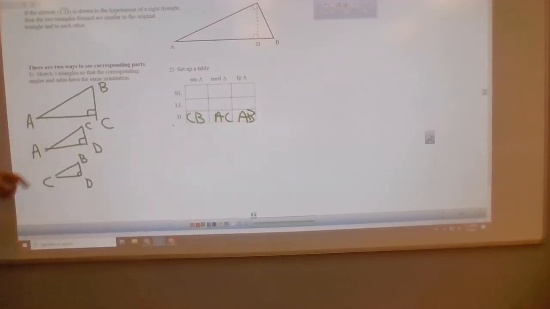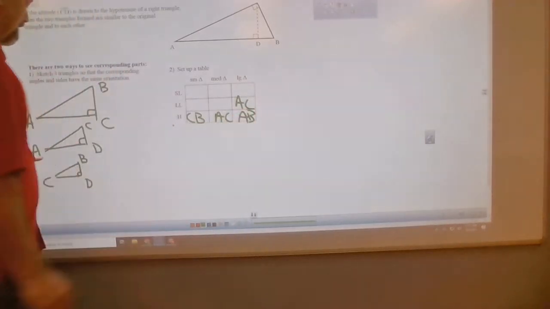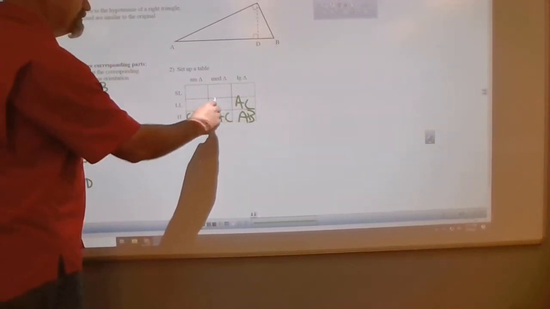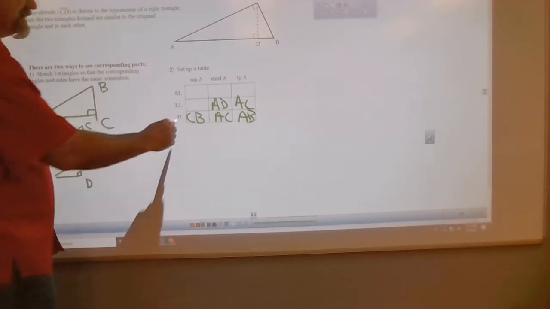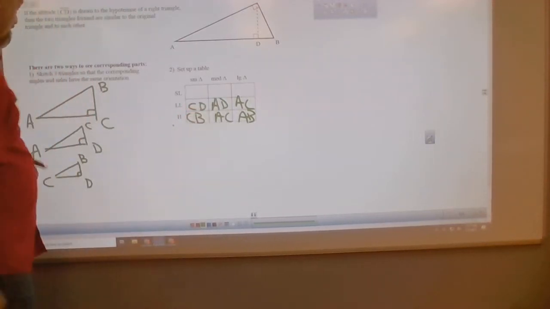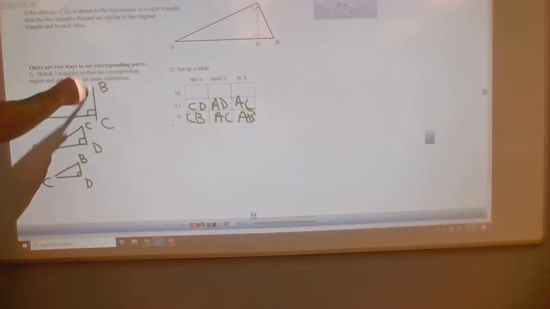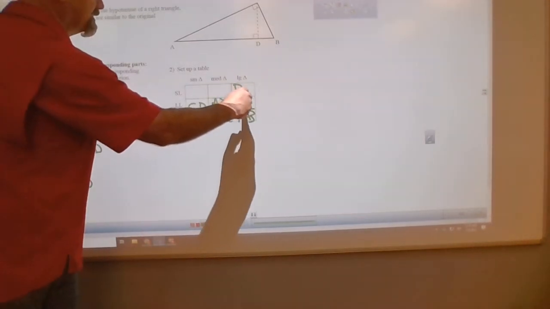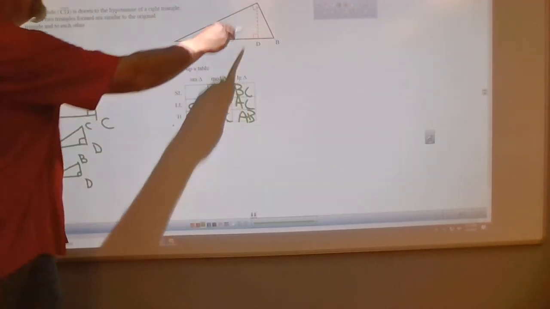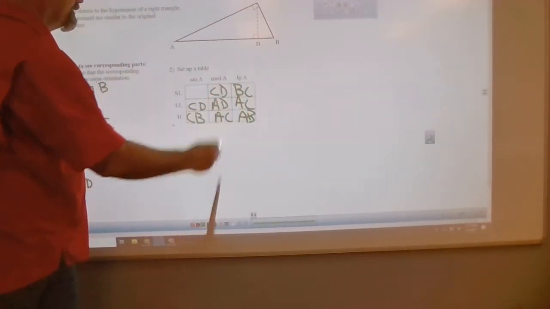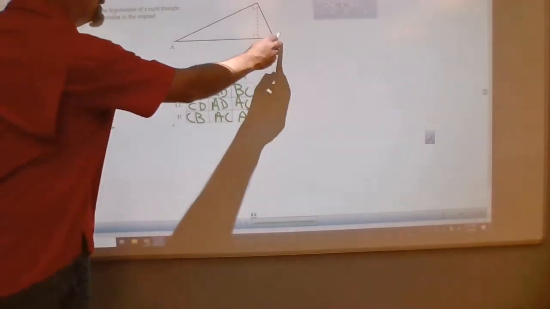This goes here, and the small one is CB. The long leg: AC for the big one, for the medium one it's AD, and for the small one it is CD. And for the short leg: BC, CD, and BD. The short one's right here.